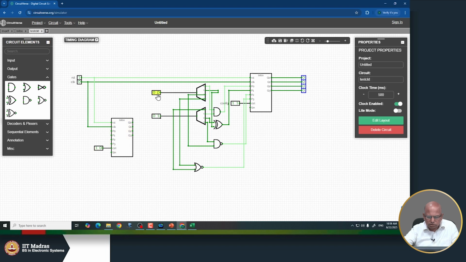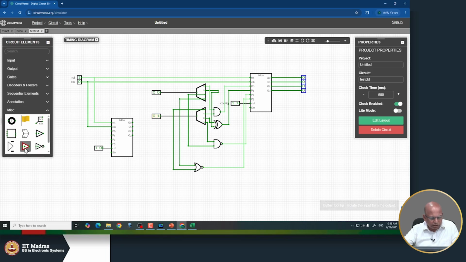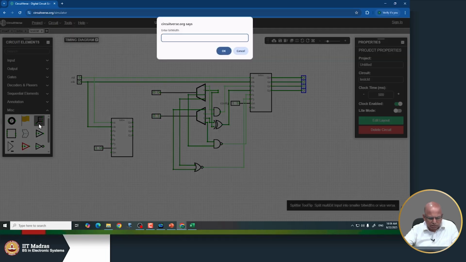So I'll have to send the 2 of them to Q0 and Q1 can go here, and Q2 and Q3 can go here. Okay, how do I do that? I'll have to create a small bus like this. We'll say it is a 2-bit bus split as 1 1.